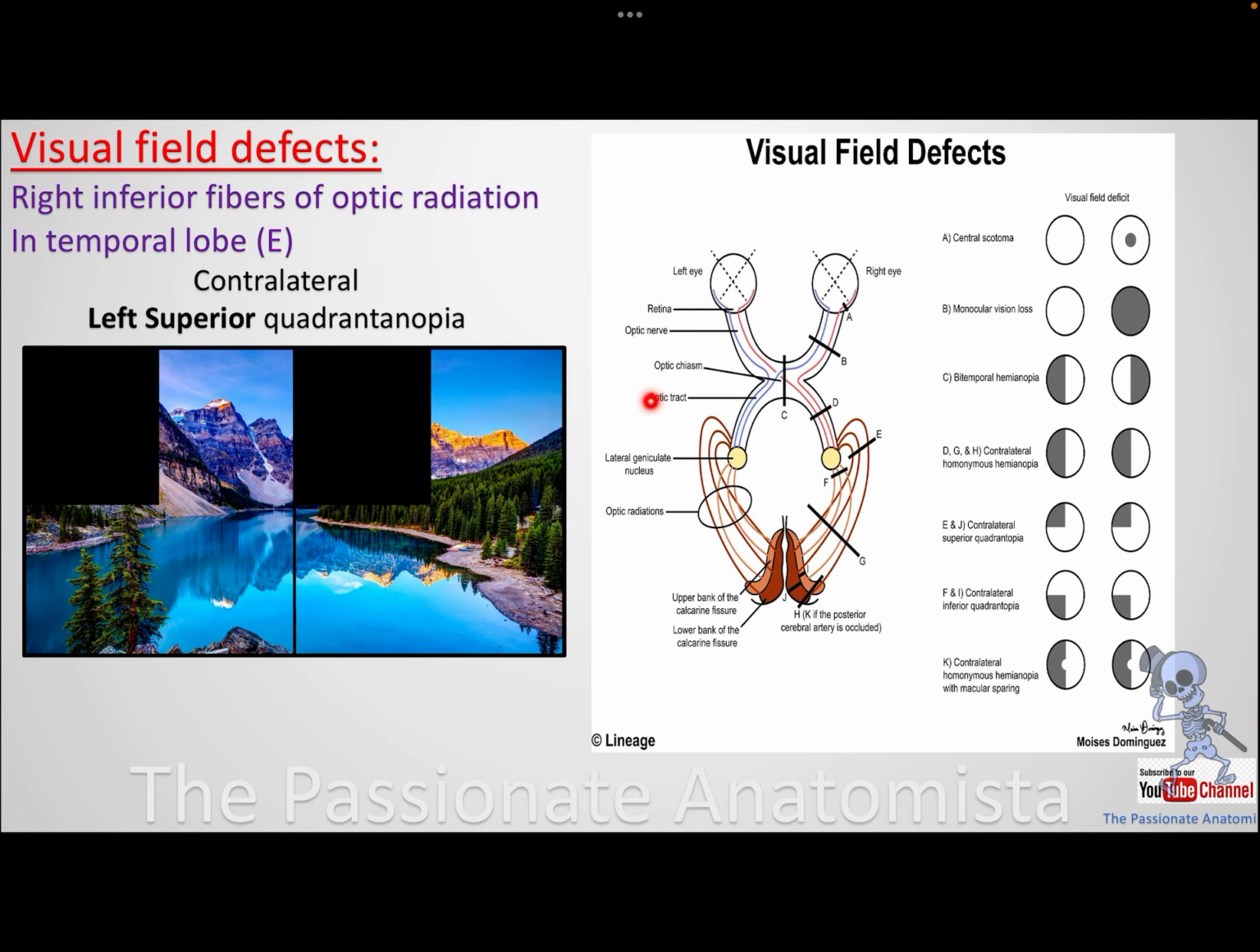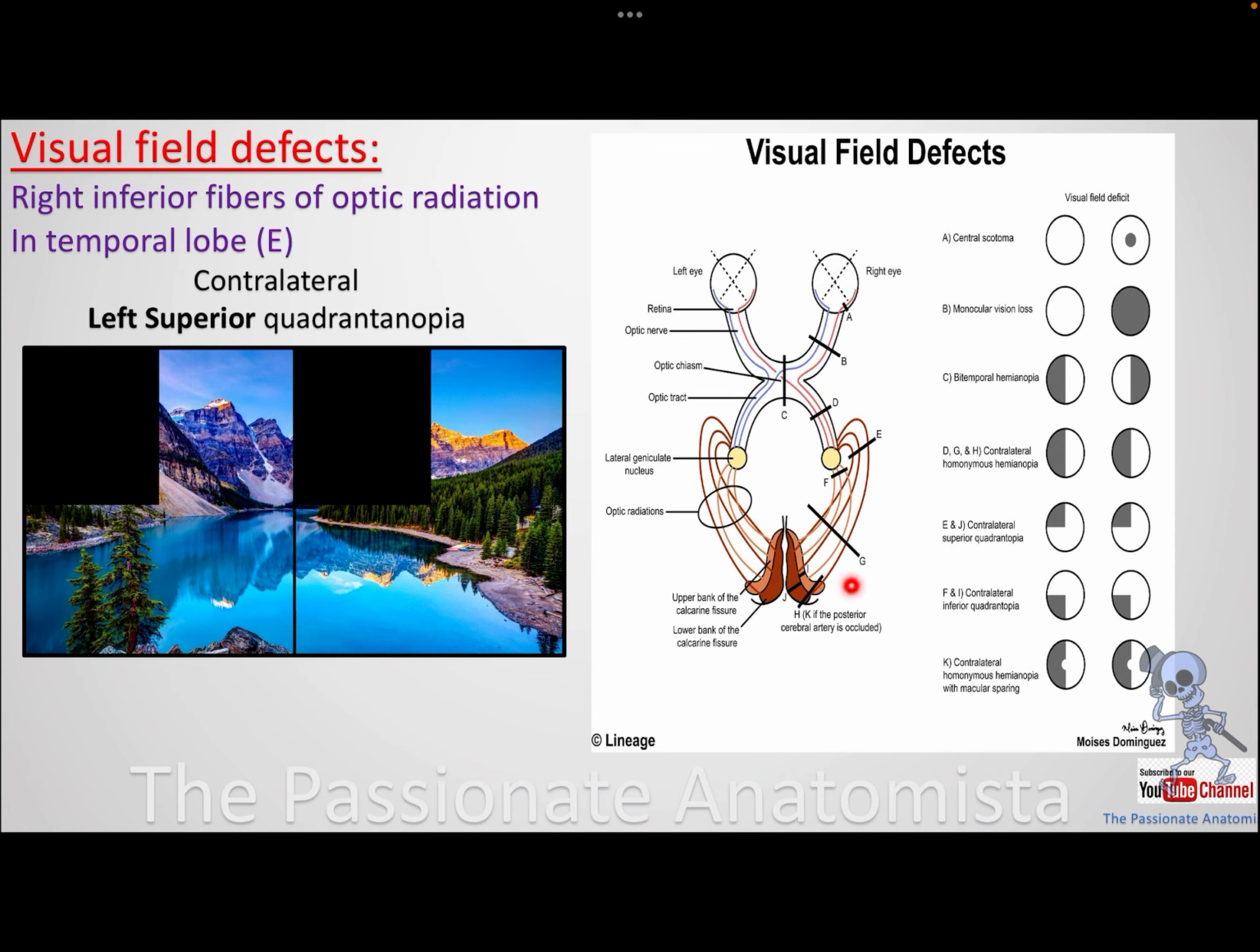That is fine. But if you have a problem in only one loop of these optic radiations, there will be a quadrangular kind of problem. What quadrangular kind of problem? You're going to have a problem in only 1/4 of the whole thing. How can we remember it? Okay, it's easy. If you have a problem in the inferior optic radiation, you will have a problem in the superior quadrant of your visual field.